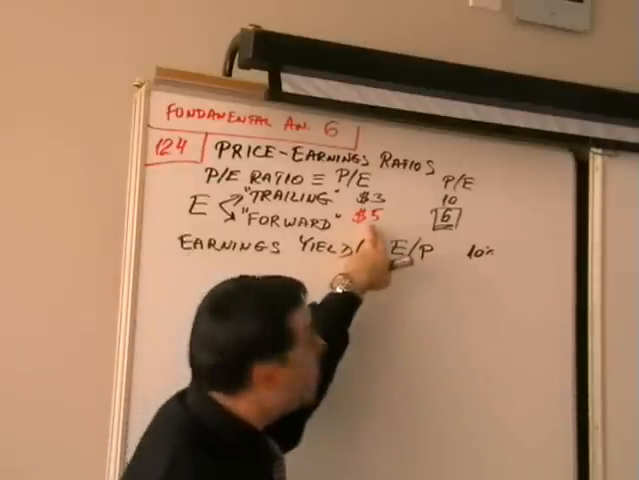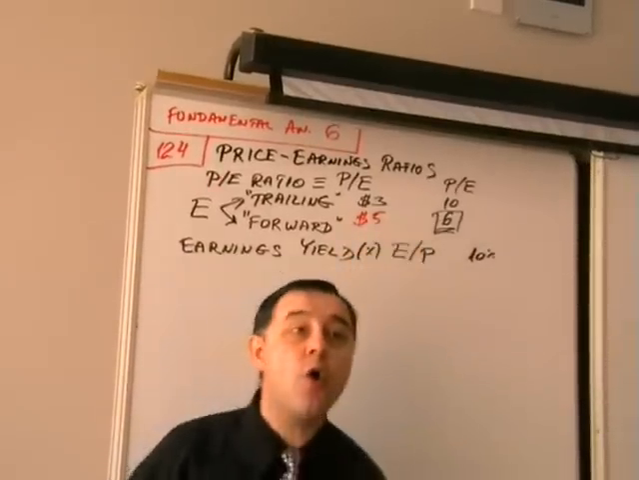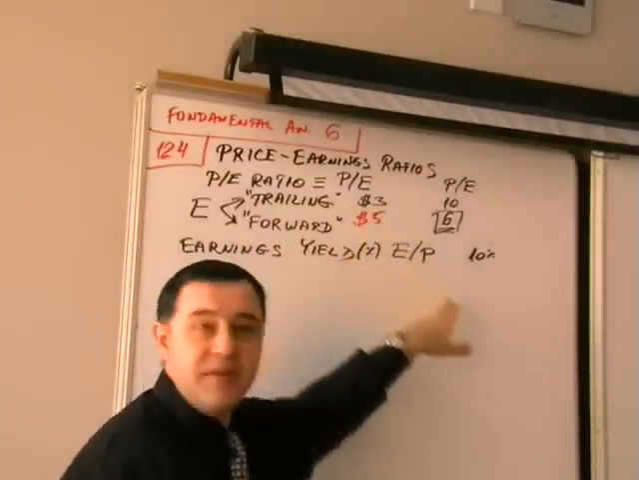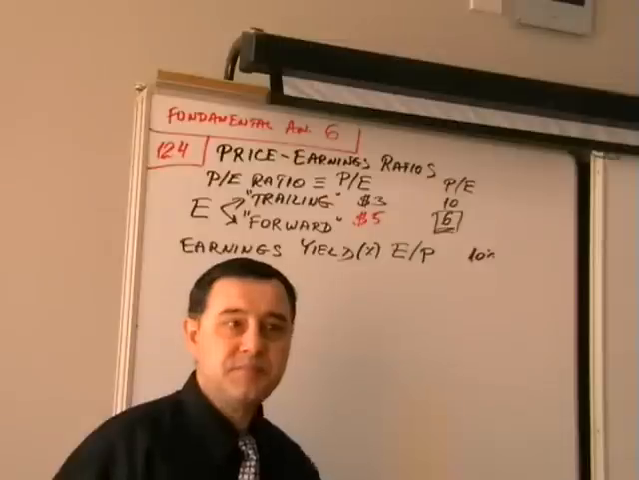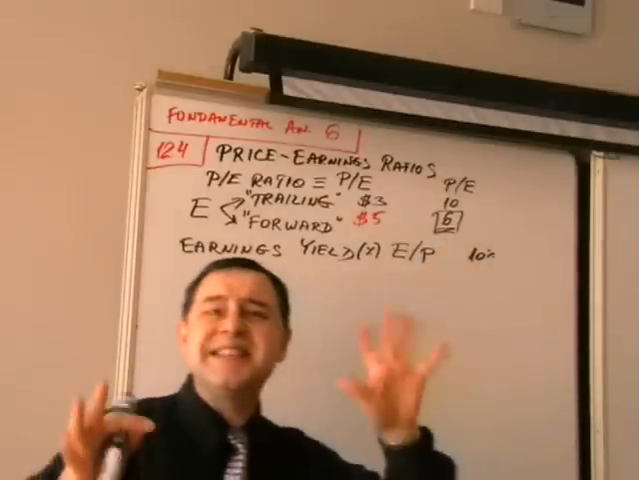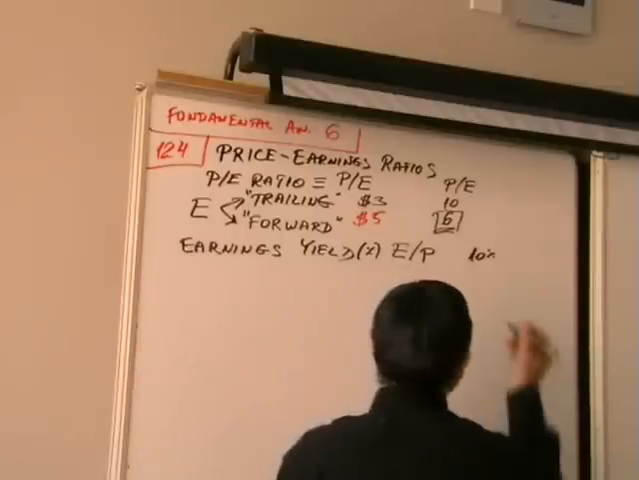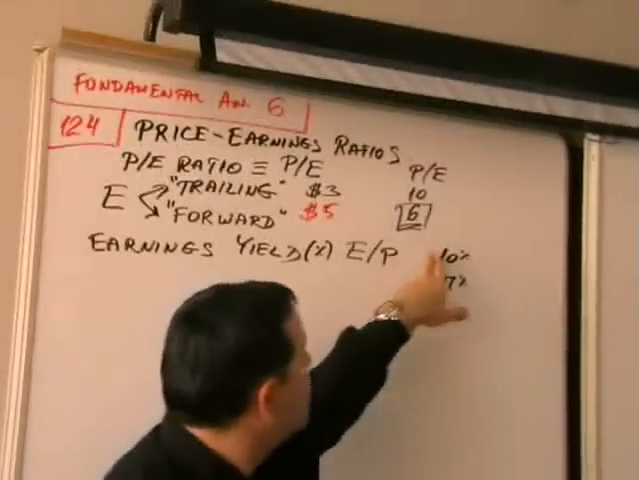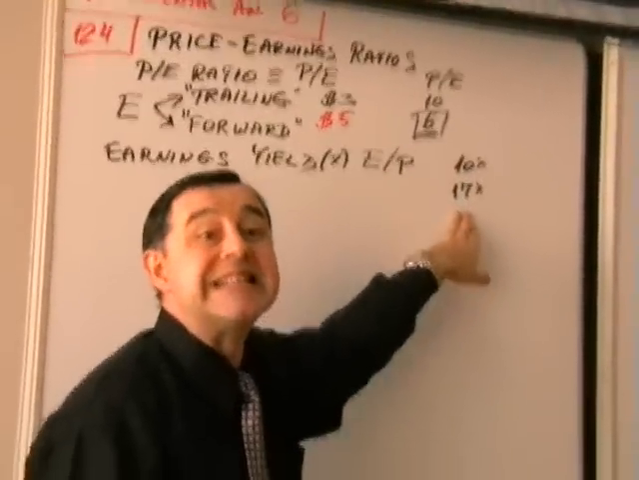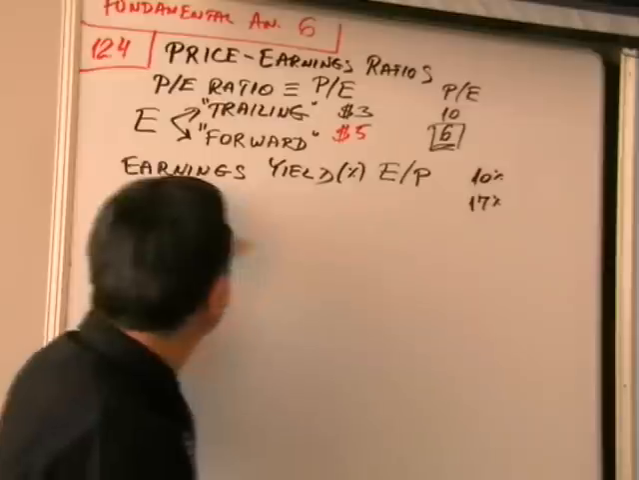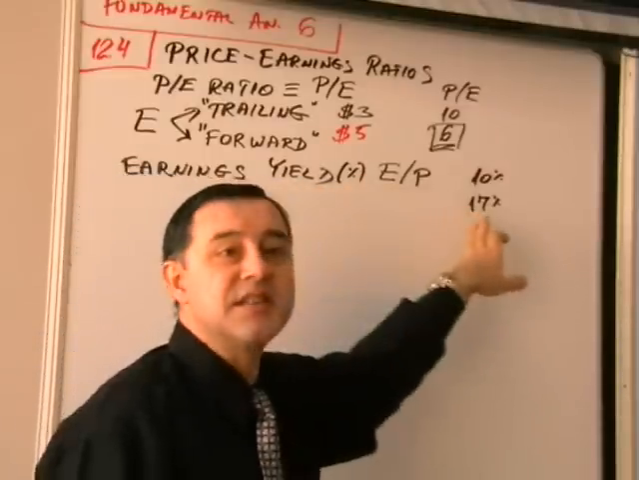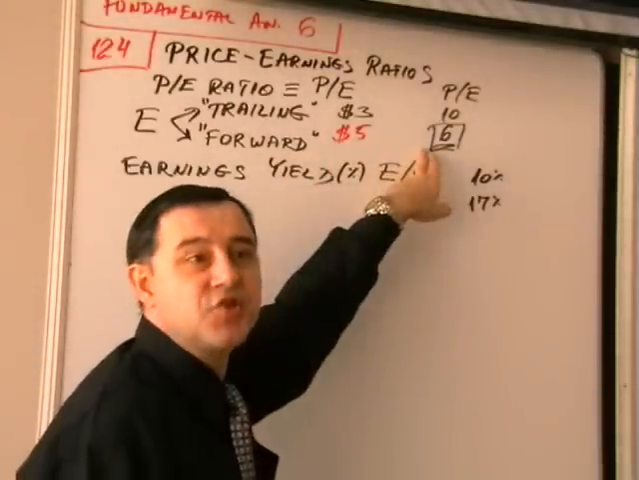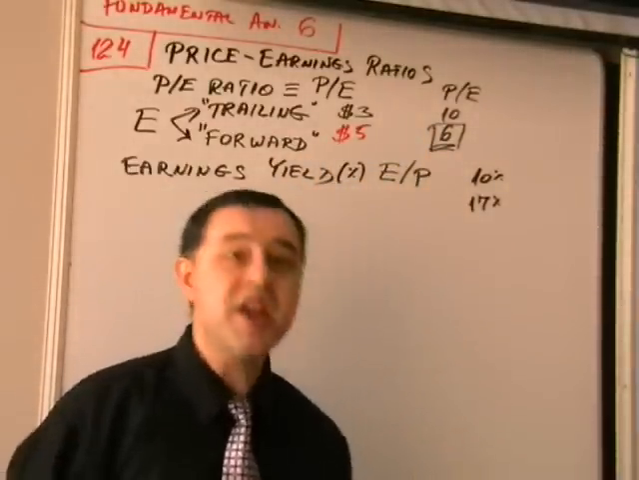Now, what if you use the forward earnings? The forward earnings say, oh, you're paying 30 to get earnings of 5. So 5 divided by 30, how much is it? About 16, 17. Let's just call it roughly 17%. So what they're telling you is that your stock is actually not earning 10%, it's actually earning 17%, which is supposedly very good. And the answer, a price-earnings ratio of 6 is really, really good.